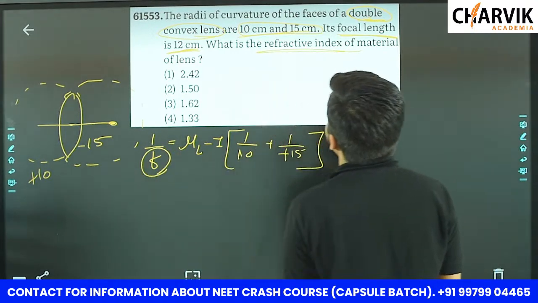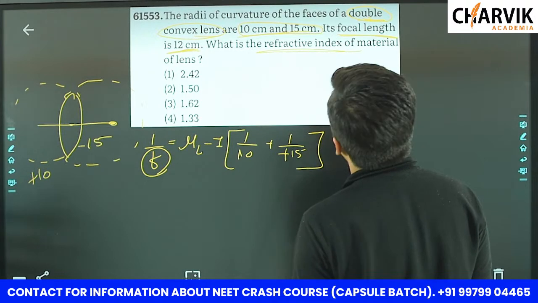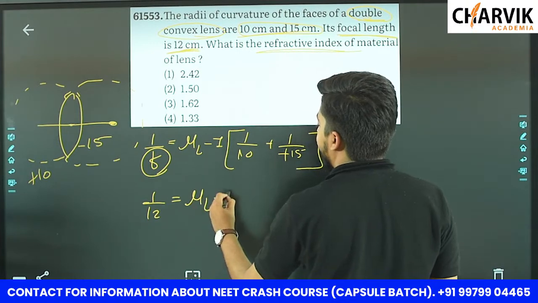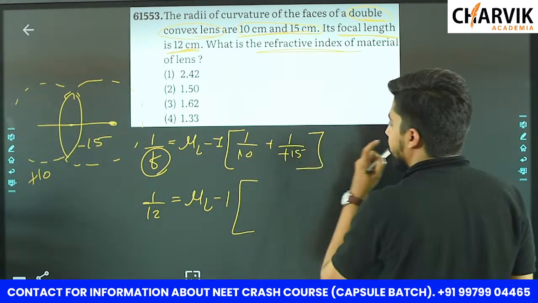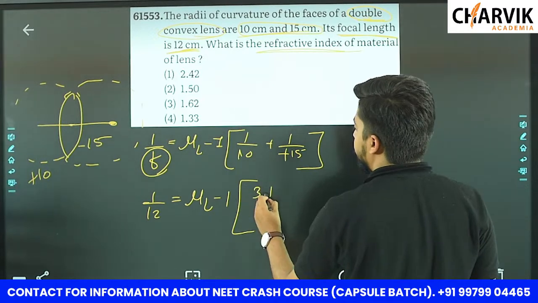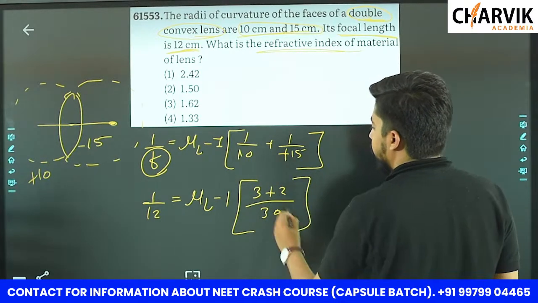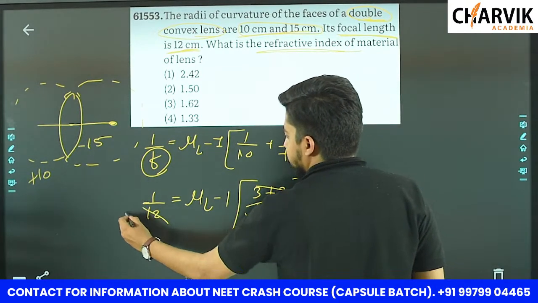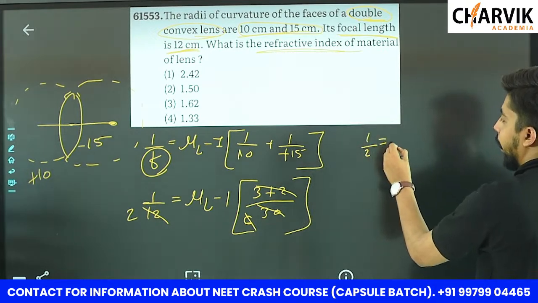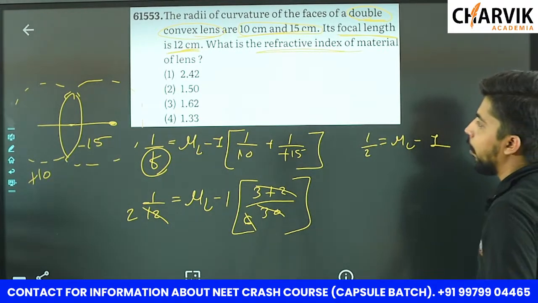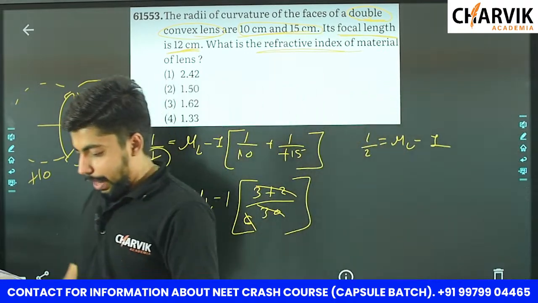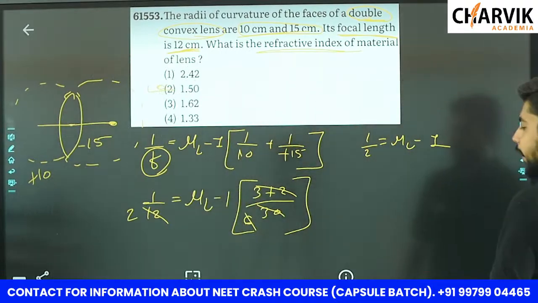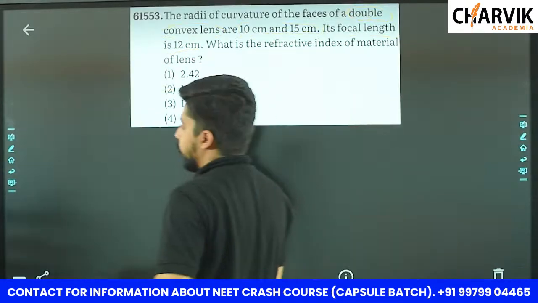Where is the value of focal length which is given in the question? Yes, it is 12 centimeter. So 1 upon 12 will be equal to (mu L minus 1) into bracket 1 upon 10 plus 1 upon 15. So it becomes 3 plus 2 divided by 30. So it becomes 5 by 30, and 5 by 30 becomes 1 by 6. And now this 6 cancels out with the 12, so the equation becomes 1 by 2 is equal to mu L minus 1. Now you just need to solve this equation, and the answer will be 1.5, which is given in the second option. Okay, let us move to the next question then.